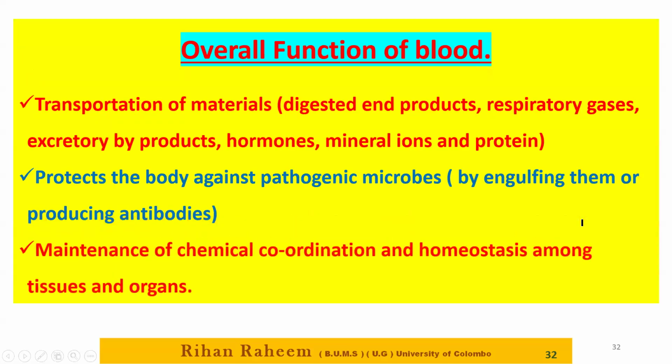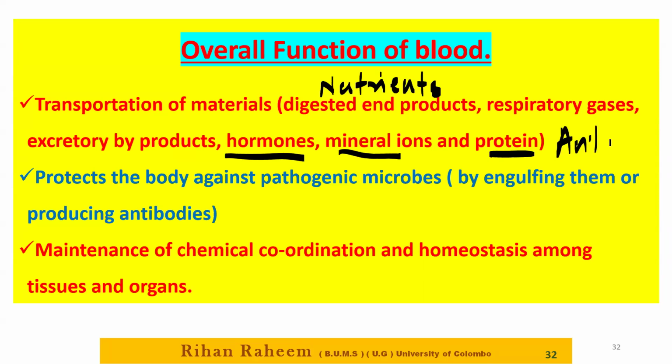Here you can see the overall function of the blood. Transportation of material. The digested end products are transported. We call them nutrients. Respiratory gases, excretory products, hormones, mineral ions, proteins, antibodies. All those are transported by blood. Protect the body against pathogenic microbes. Can you all remember? There are two methods: phagocytosis method and antibody method.